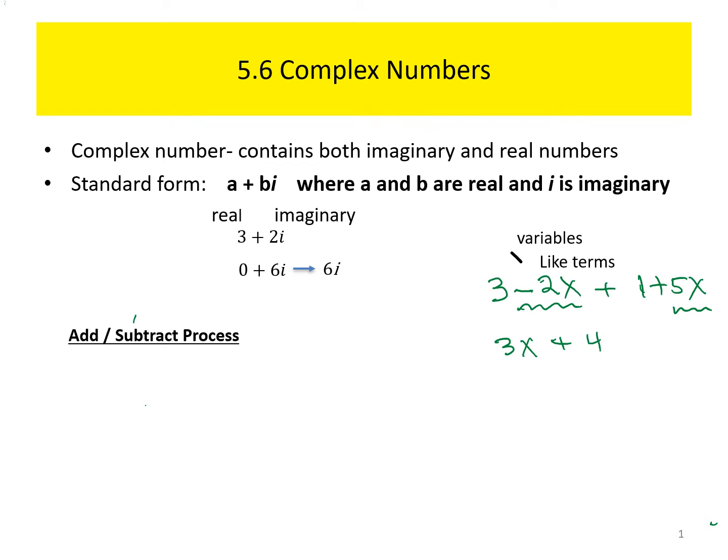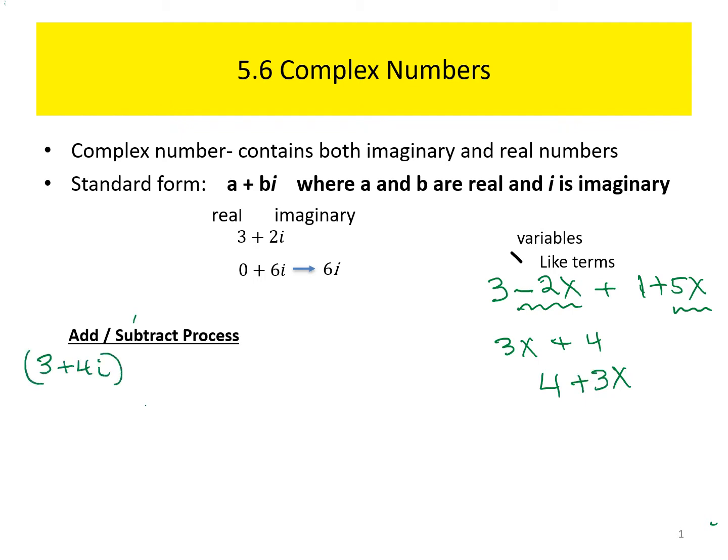Now this is fine when we're dealing with variables, but just to see if we can put this in the imaginary form of a plus bi, i being the variable like the x. So if we were going to use that format, we would have written this as 4 plus the 3x.